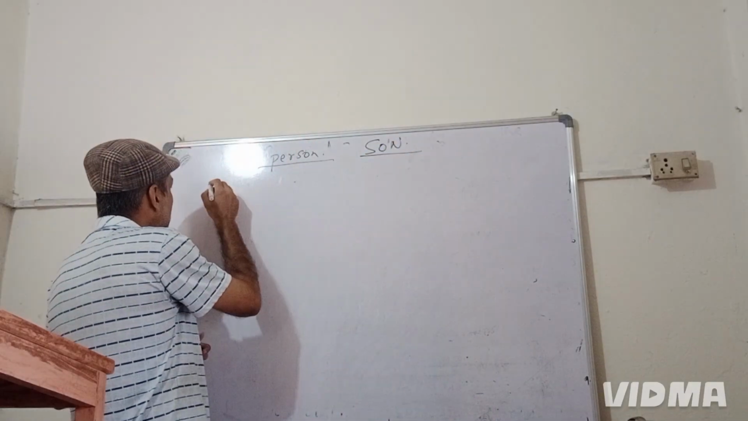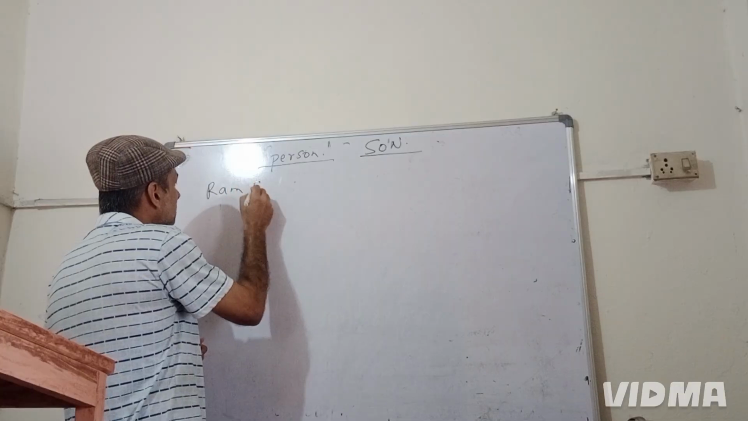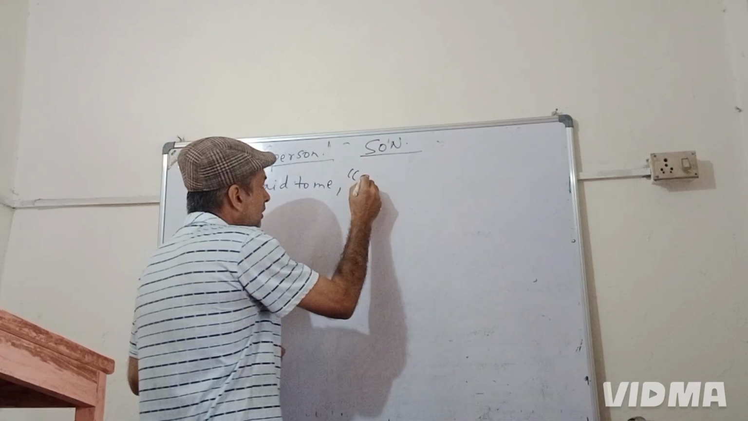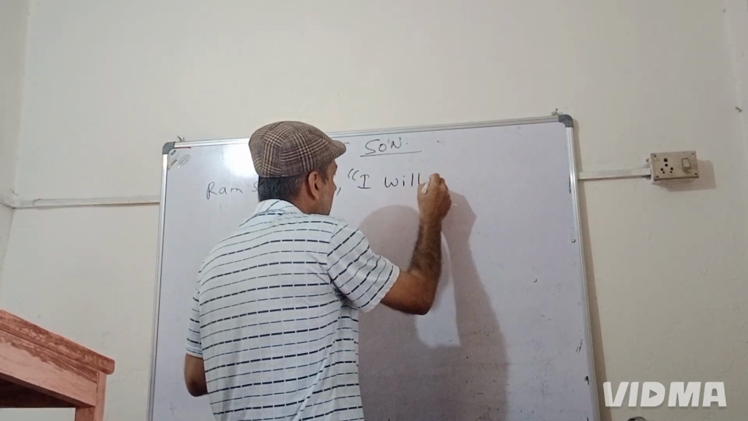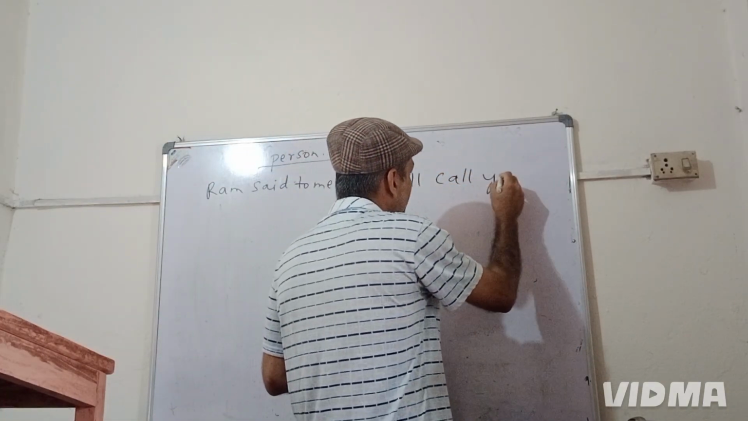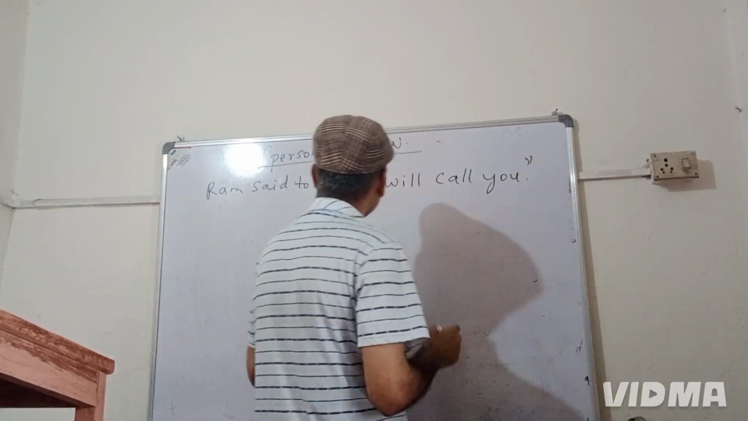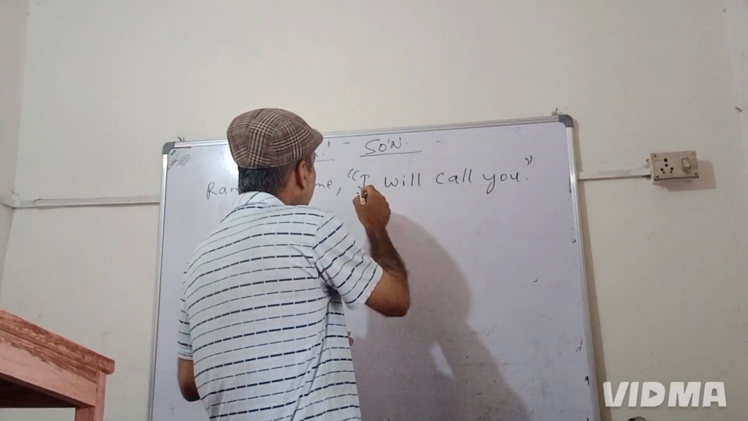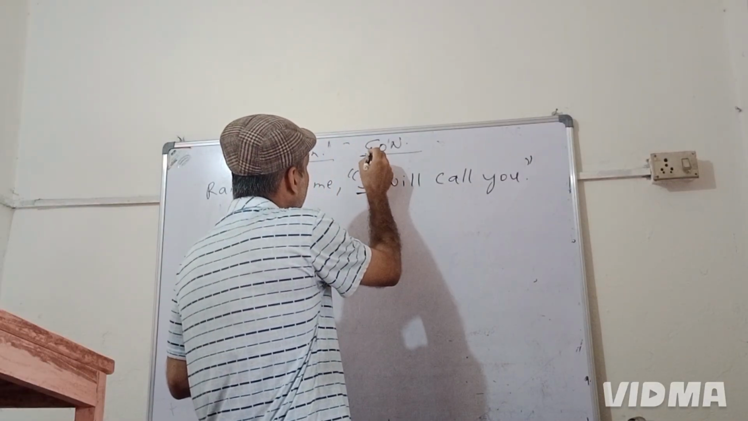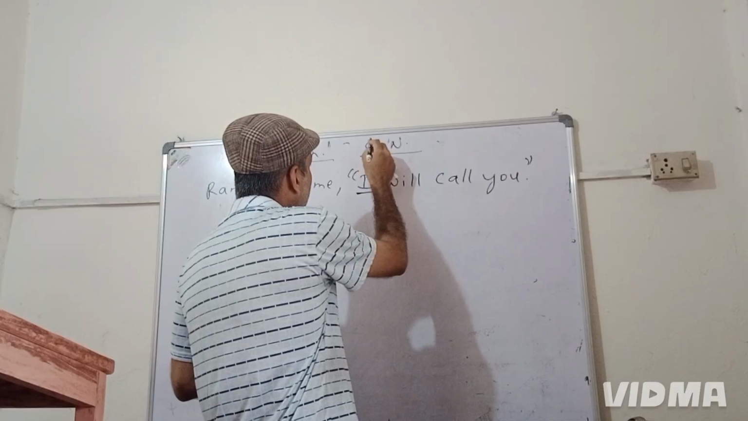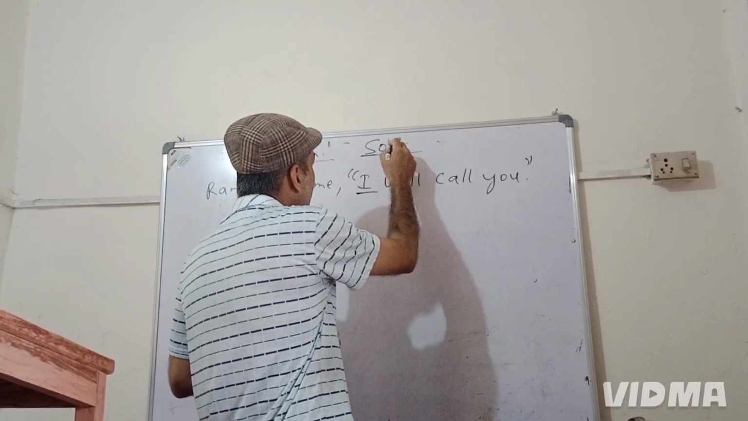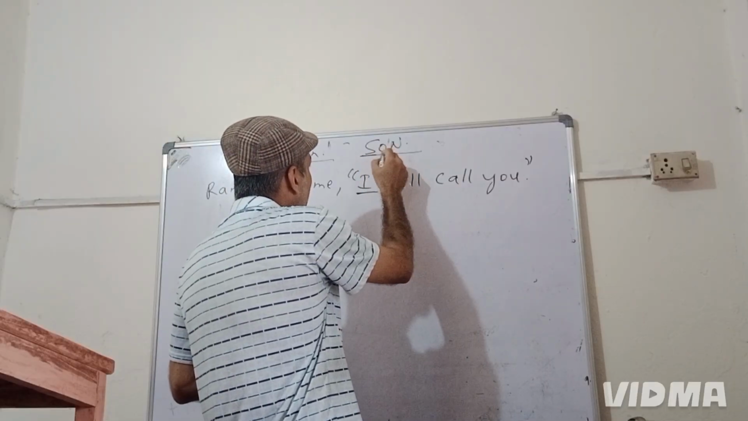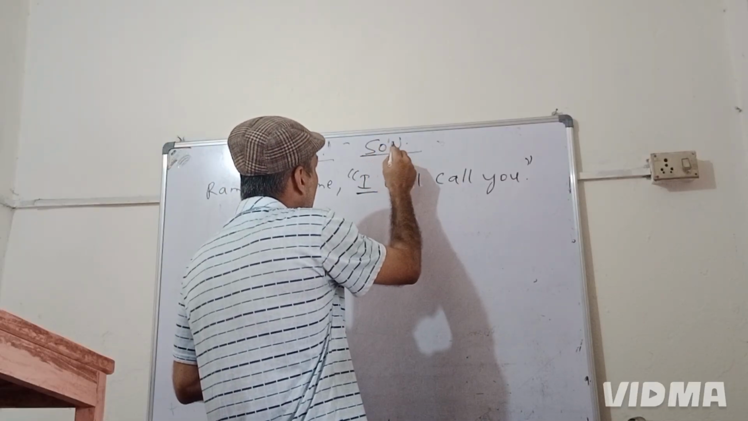So, Ram said to me, I will call you. Now this I is in which person? It is in first person. And first person is changed according to the subject of the reporting clause. S means subject, O means object, N means no change. First person is changed according to subject. Second person is changed according to the object of the reporting clause. And third person, there won't be any change.